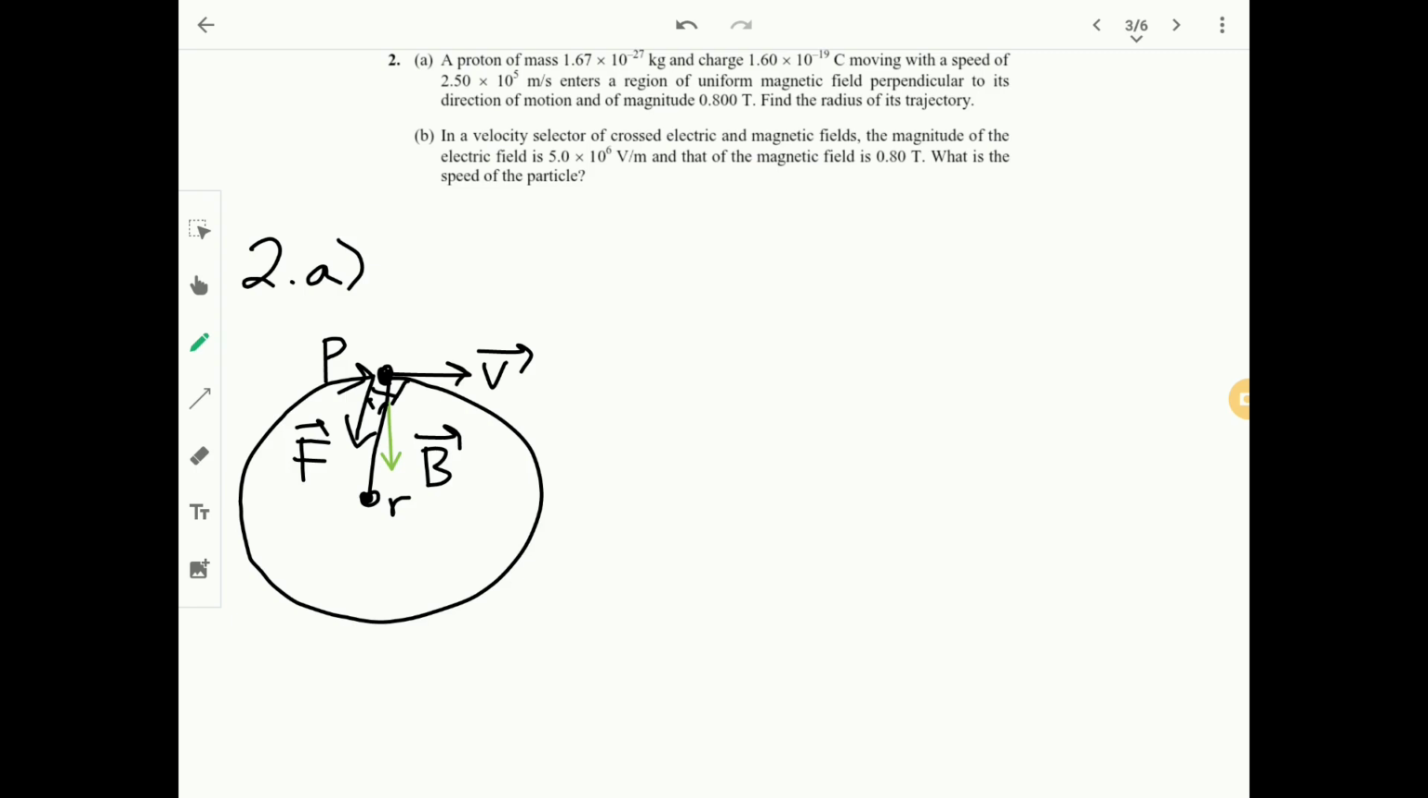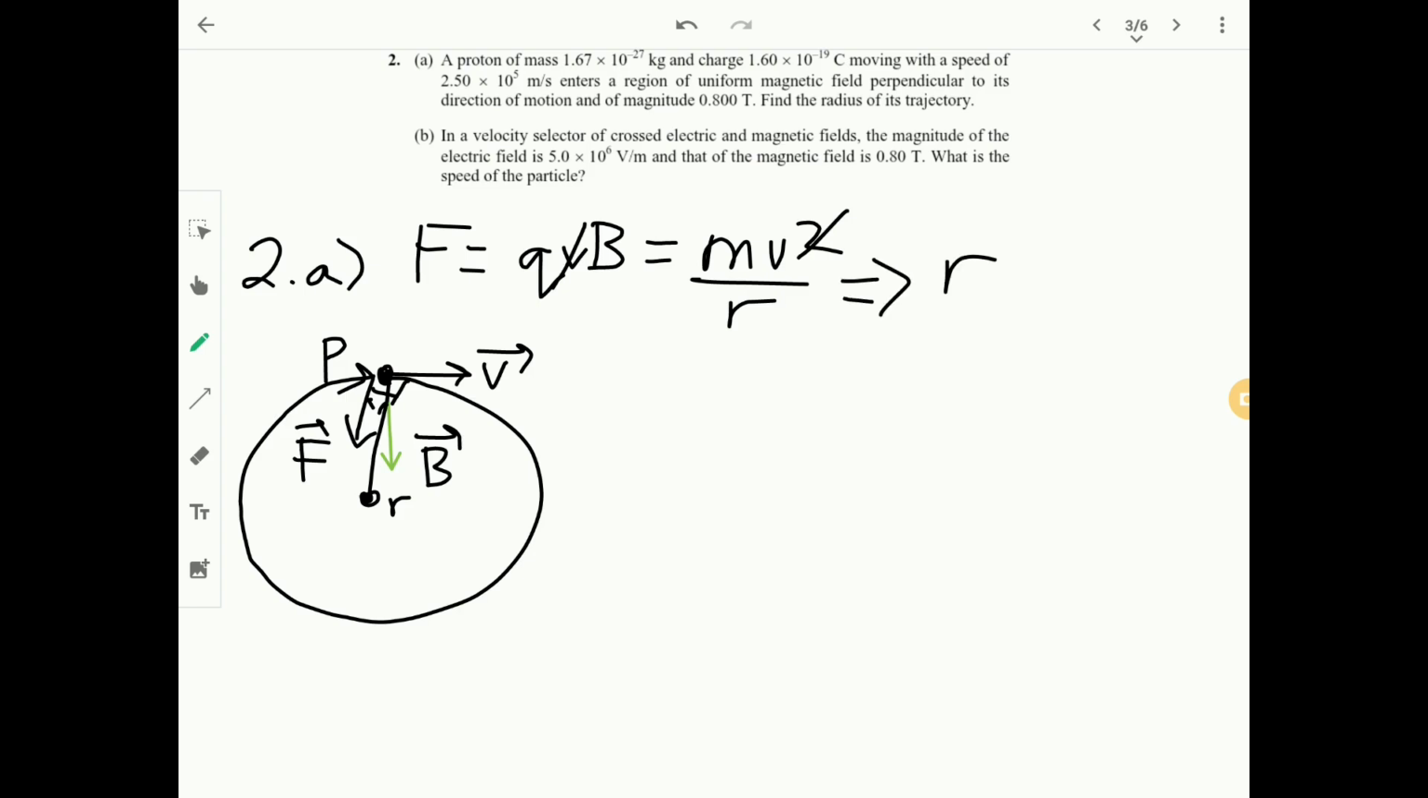Well, if we think about it, what is the magnetic force? It is QVB. Now why am I not putting the sine theta? Because sine 90 is 1 and it is moving in circles. This is UCM and the centripetal force is mv squared over r. What are we looking for? We're looking for r, but we can divide by v. So in fact our r is, if we cross multiply, mv over qB. This is a quick derivation.